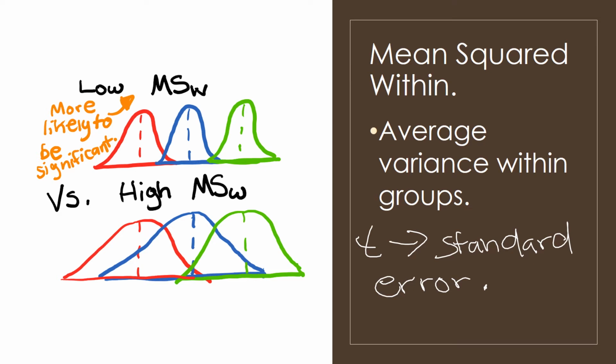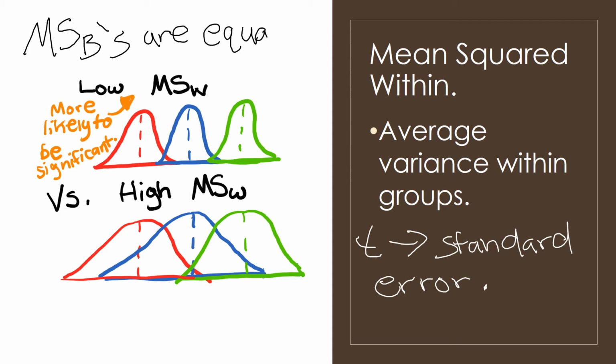So the mean squared betweens are equal to each other, just for these two examples. But what I want you to look at is the variance within each group. So in the first one, we have a low mean squared within.